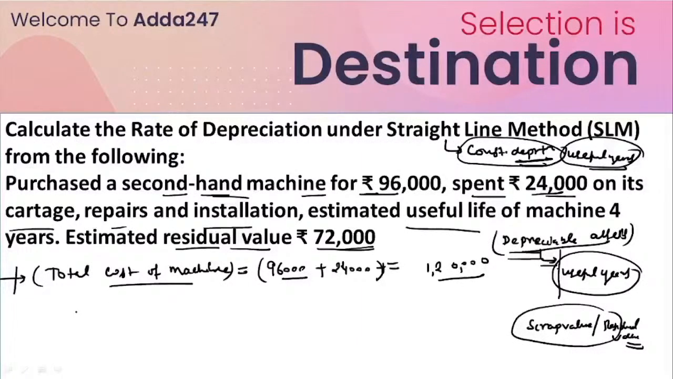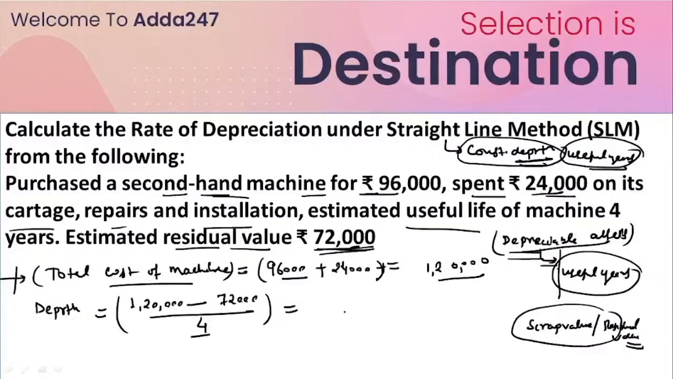Look, understand the difference between the amount of depreciation and the rate of depreciation. For the amount of depreciation, we take the total cost of the machine, 1,20,000 rupees, minus the scrap value or residual value, 72,000, divided by the useful years, which is given here as 4. This is how we solve it. Now this value is 48,000 divided by 4, which equals 12,000 rupees.